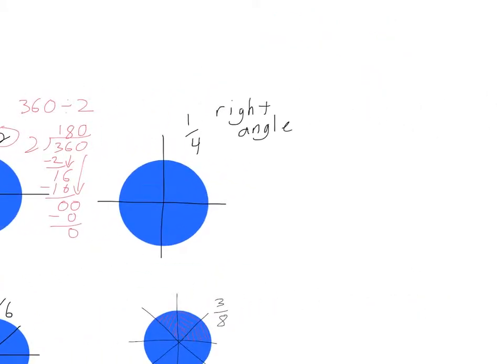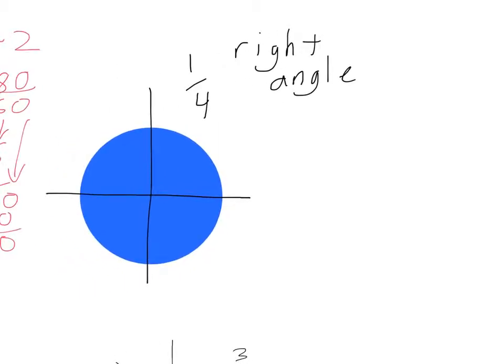And then you can come over here and let's look at right angles. That was a straight angle. Here we have a right angle. Okay, 1/4. Well, how much would 1/4 of this circle be? If you remember in the lessons, you know the answer should be 90 degrees.